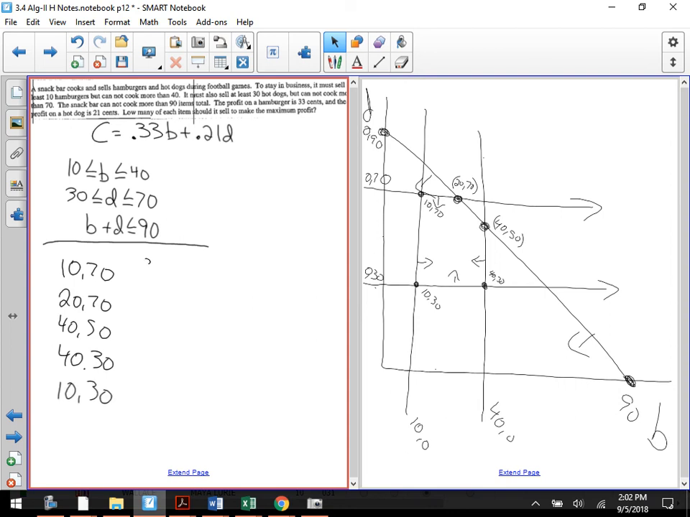And we're going to substitute into our profit. Also, by putting burgers first in my objective function, I know that that's the first column of information in my ordered pairs. Dogs being second, it's the y value in my ordered pairs. Now, this one had a bunch of decimals in it.